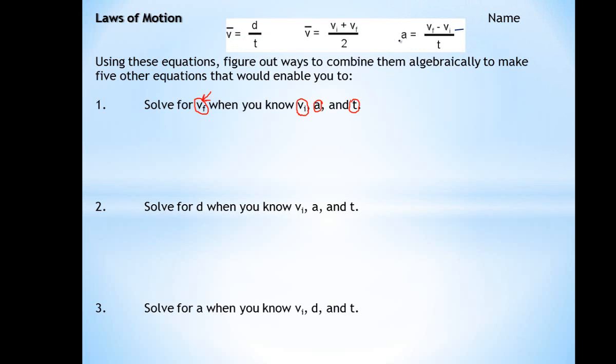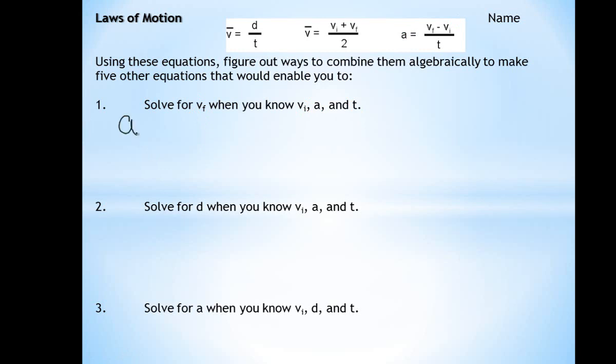The third equation has the acceleration in it. It has, of course, v final, and it has v initial in it. In addition, it has the time. So all we need is to rearrange this equation to solve for v final. We need to leave v final on one side, while the other three terms need to go to the other side. To do that, we'll start by multiplying the two sides of the equation by t.